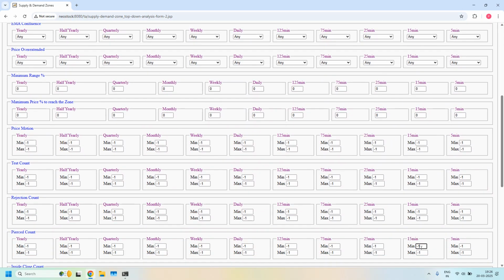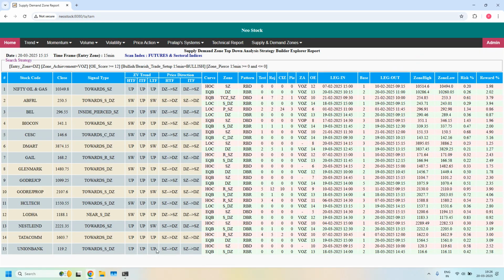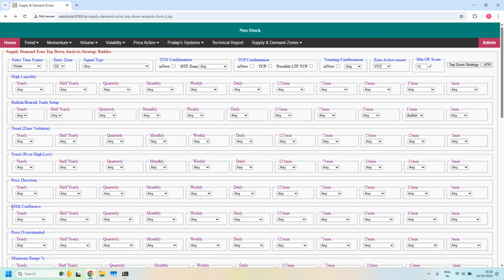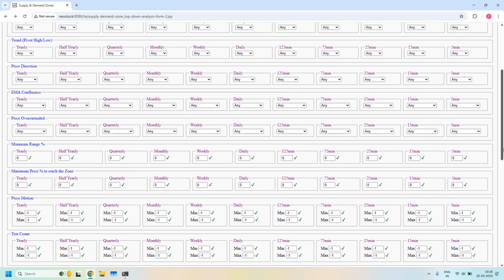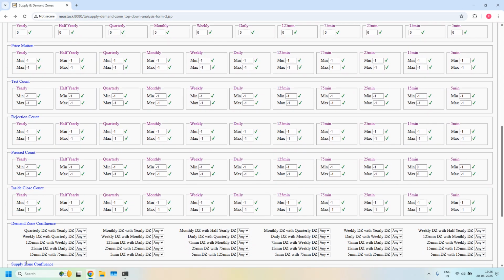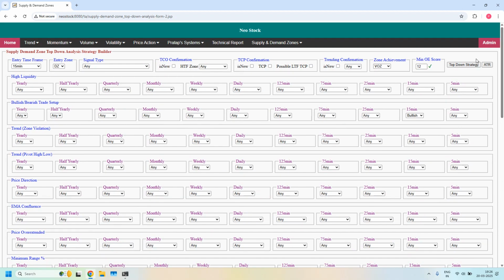So at 15 minutes, minimum value 0, maximum value 0. With all the filters, we got 15 stocks supporting bullish trade setup for daily income trade. We can further filter based on the zone Confluence, LTF, ITF, demand zone Confluence out of these 15 stocks. That is 15 minutes demand zone with 75 minutes demand zone Confluence supported stocks. So in the demand zone Confluence, I'm enabling the filter 15 minutes demand zone with 75 minutes demand zone Confluence.